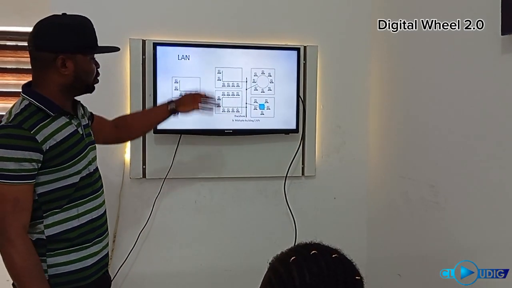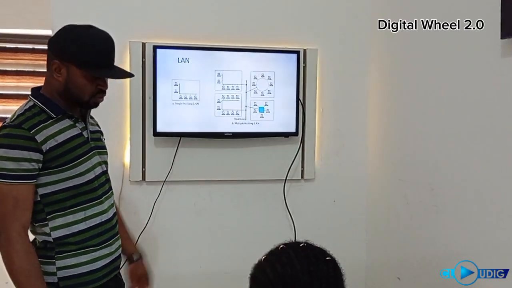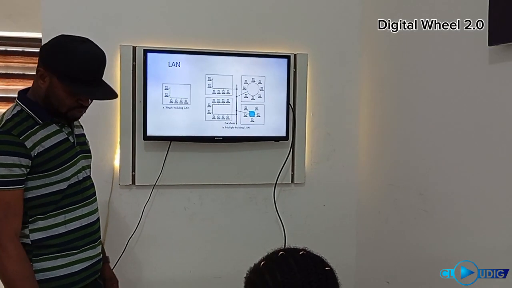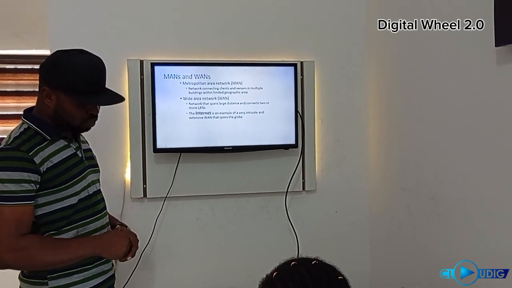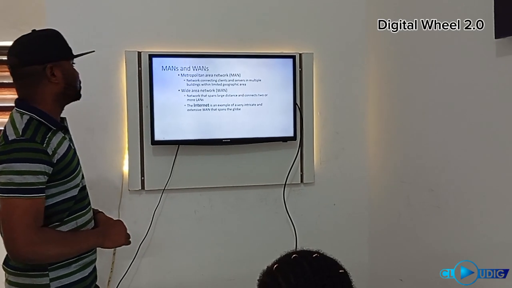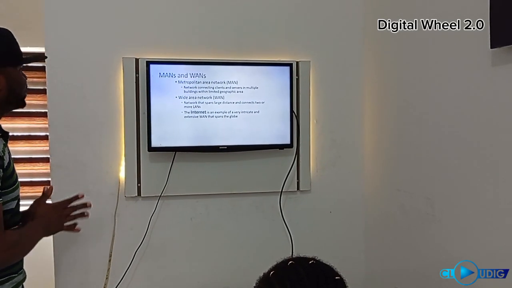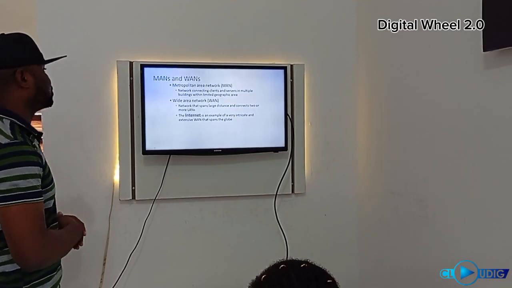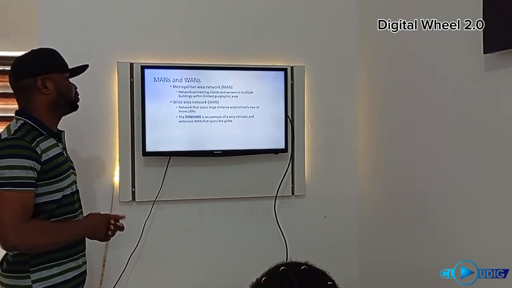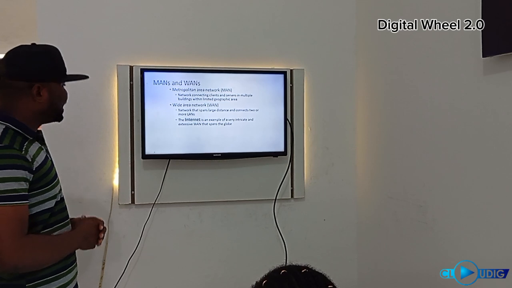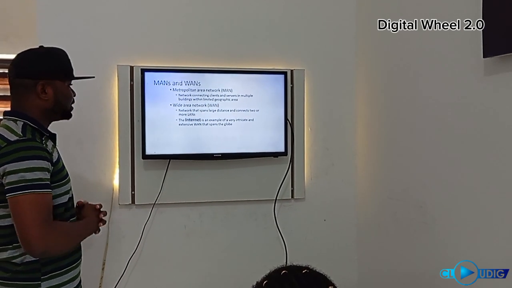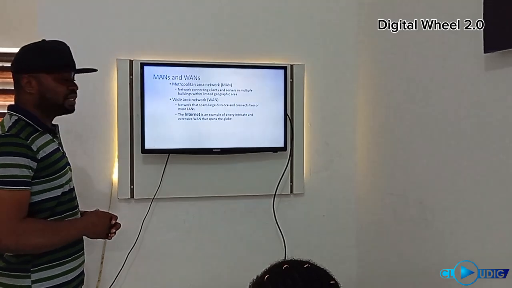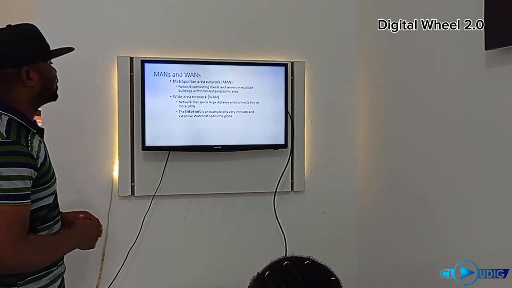So for those multiple buildings to be able to share the same resource, we have to implement what we call a network backbone. Alright, so MANs and WANs. MANs: metropolitan area network, and WANs: wide area networks. So, metropolitan area network, MAN: a network connecting clients and servers in multiple buildings within a limited geographical area.